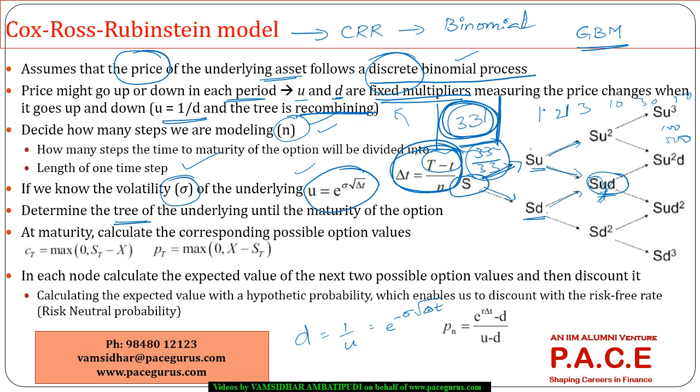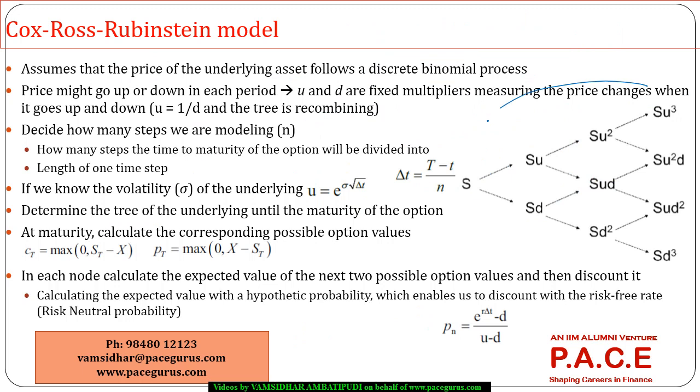Based on all these things, find out the tree. Make this kind of a tree. That is what goes into the CRR model. Identify the number of steps. For each step, once you find out your U and D, you will find the prices at the end of each period at each of the steps. So make this complete tree.